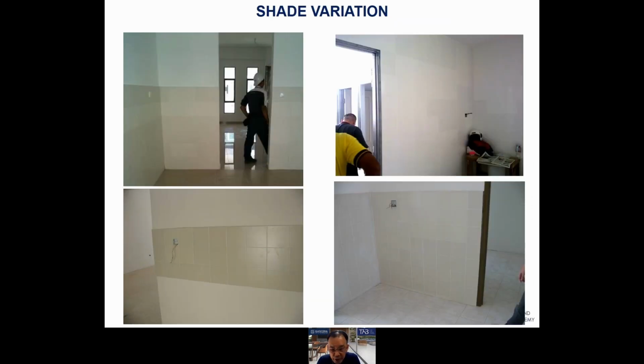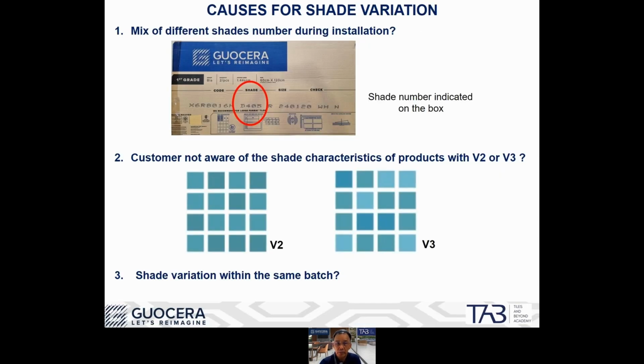Now, first, shade variation. I would say it is very common. I think this is the most common complaint for ceramic tiles and porcelain tiles. So let's talk about the causes. What are the causes of shade variation, and how can we minimize or control this? First of all, I have also come across complaints on shade variation.